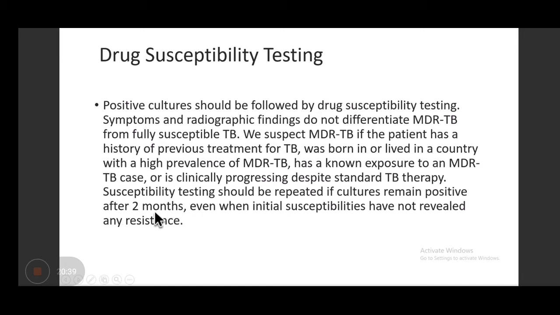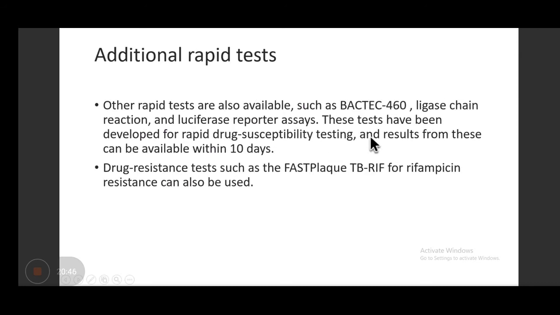So susceptibility testing should be repeated if cultures remain positive even after 2 months, even when initial susceptibilities have not revealed any resistance. For this, we can do BACTEC 460. These are tests for drug susceptibility: BACTEC 460, ligase chain reaction, luciferase reporter assays. You can just remember BACTEC 460. And for rifampicin, we have a new test for testing drug resistance known as Fast Plaque TB. Okay, you should just remember BACTEC 460. That's it. Okay.